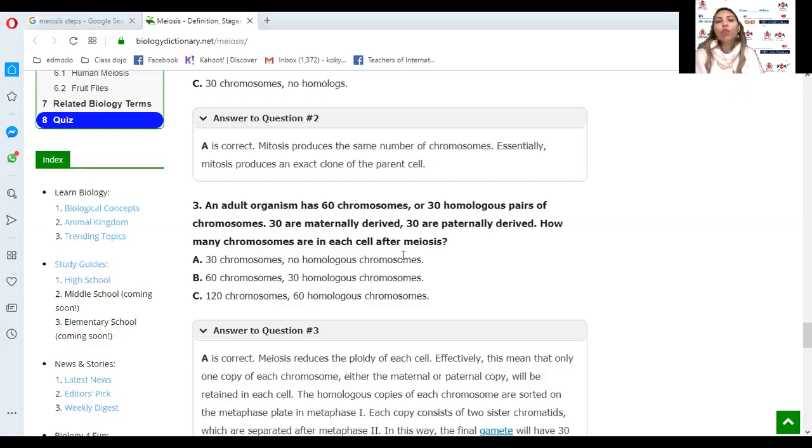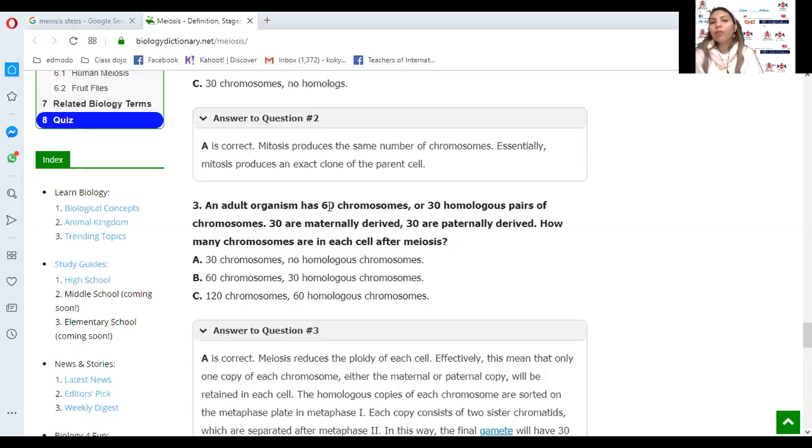And no homologous chromosomes. Why no homologous chromosomes? Because we said that we will have just one copy of chromosomes. In sex cells, sperm or ova or egg, there is one copy of chromosomes, no homologous chromosomes, because it's 23, not 46.